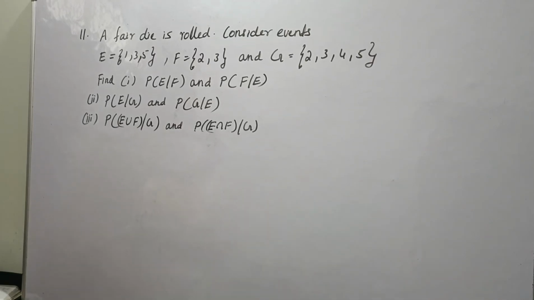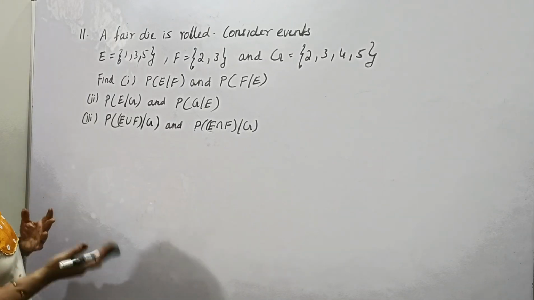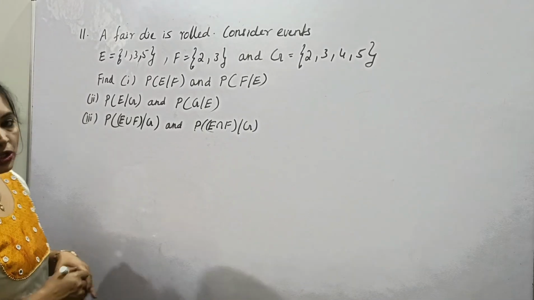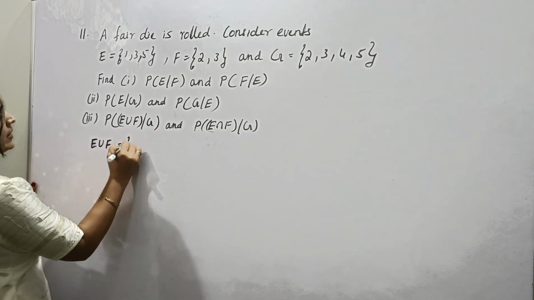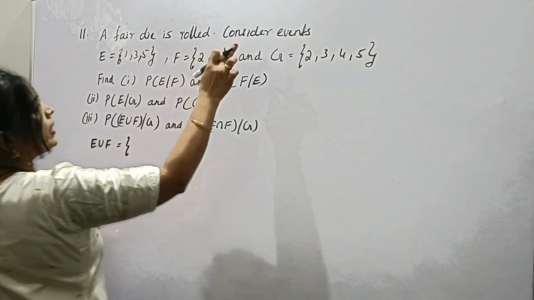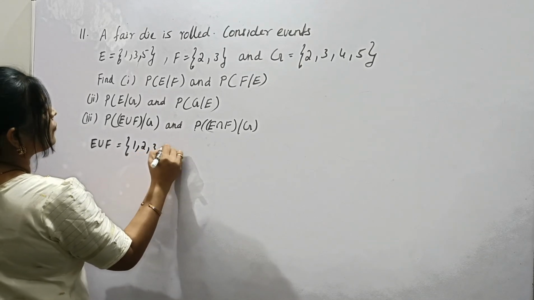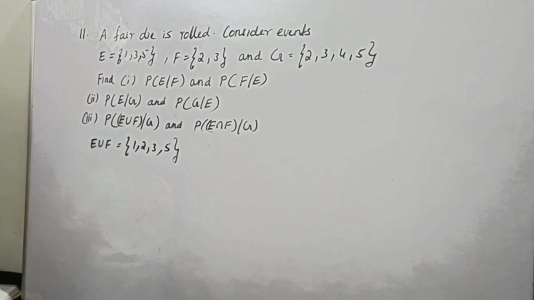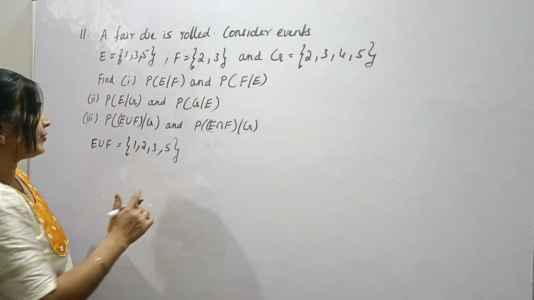Third one, probability of E union F given G. So here we need to find E union F and E union F intersection G, right? So let's find E union F. Okay, so 1, 2, 3, 5, right? So E union F is equal to 1, 2, 3, 4, 5. Sorry, 1, 2, 3, 5.